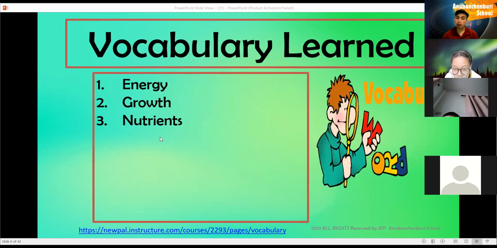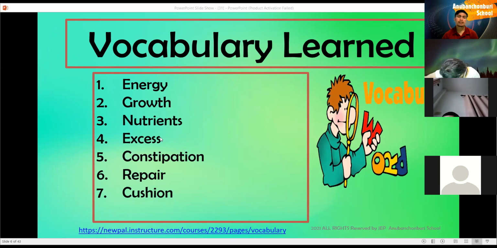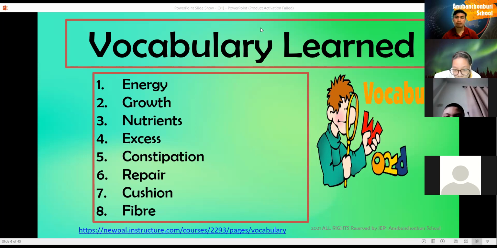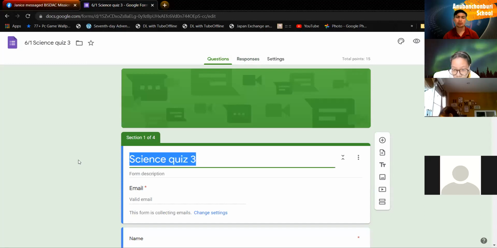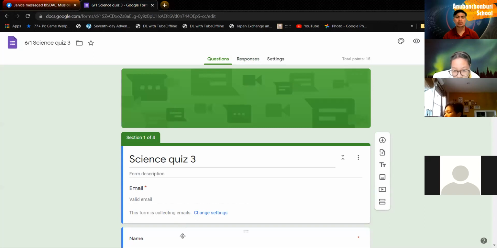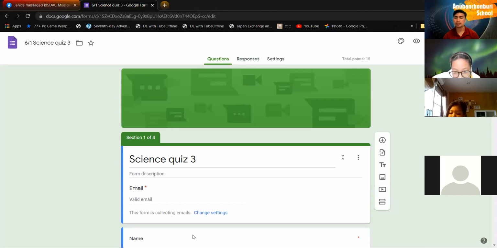And here are the vocabulary words that we studied last Monday. Energy, growth, nutrients, excess means too much, constipation, repair, caution, and fiber. In fact, I let you copy this in your notebook, so hopefully you are done copying this and answering as well, because it will be part of our quiz later on. Here you can see the quiz. We're going to answer science quiz number 3. This is the 3rd quiz and we are going to answer that later on.